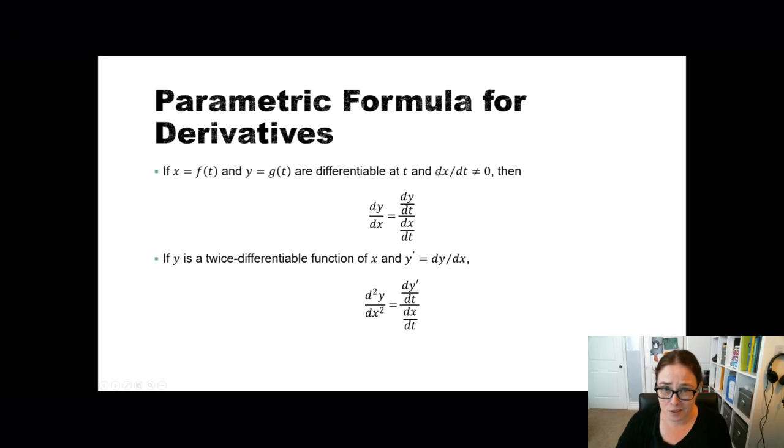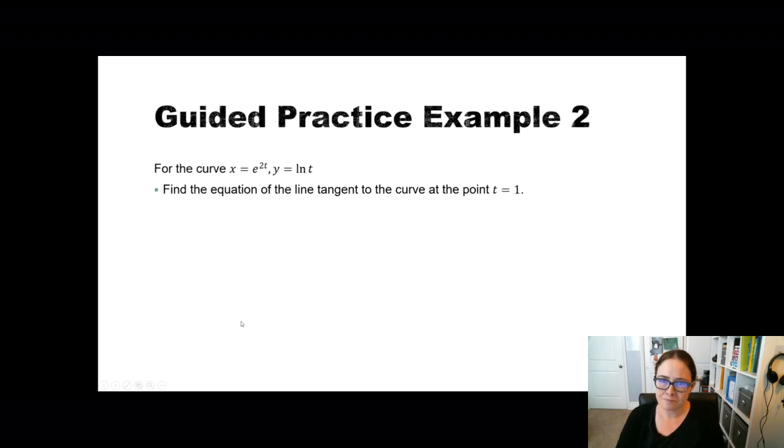Second derivative gets even trickier. With this one, the second derivative is going to be the derivative of y prime, so the dy/dx that we just found. And we take that derivative with respect to t and then divide it by the derivative of x with respect to t again. And that will give us the second derivative. So let's practice this, get used to these formulas a little bit.